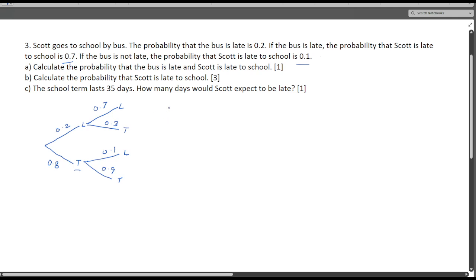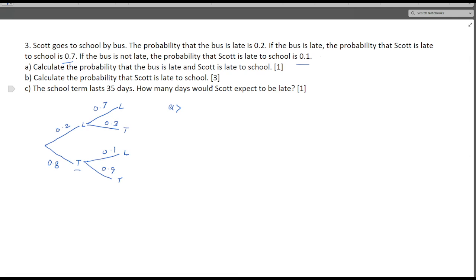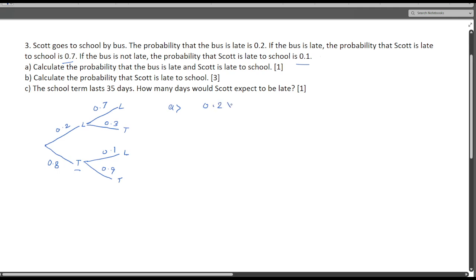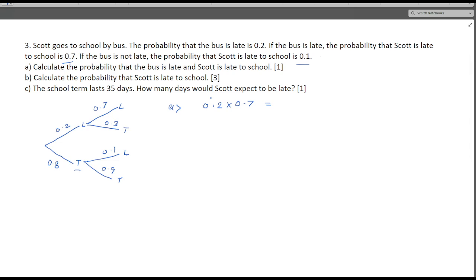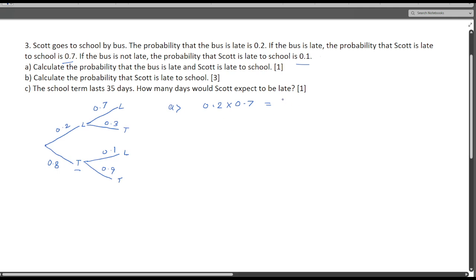Now let us see the first question. The first question is, calculate the probability that the bus is late and Scott is late to the school. So the bus is late, its possibility is 0.2, and Scott is late as the bus is late, its possibility is 0.7. So the possibility that the bus is late and Scott is late is going to be 0.2 times 0.7, which is 7 divided by 50, or we can say that it is 0.14.